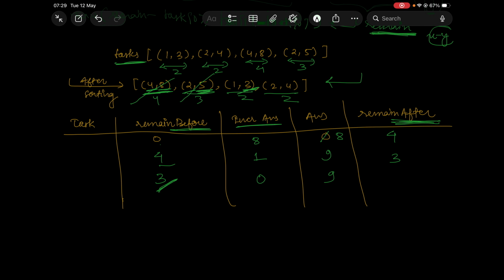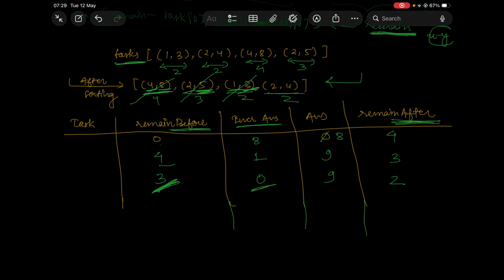Our answer still remains 9, and after completing this task, 1 will be reduced because 1 is the actual energy consumption here. So we had 3 with us, we didn't add anything, we have still 3, we used 1, so 2 is now remaining after we process this. So now this task is also done.